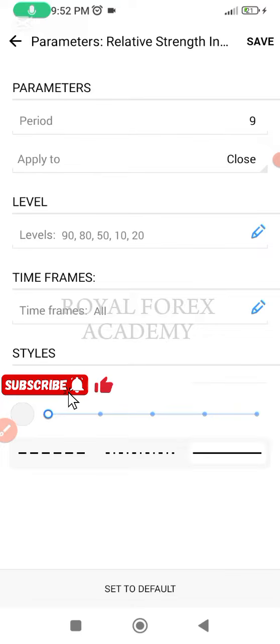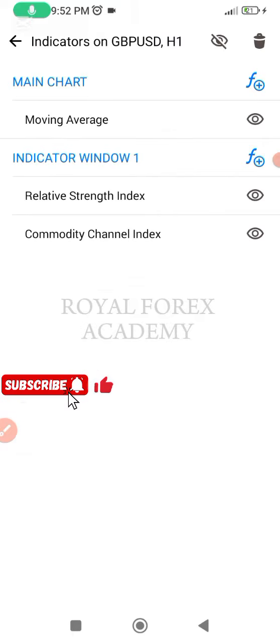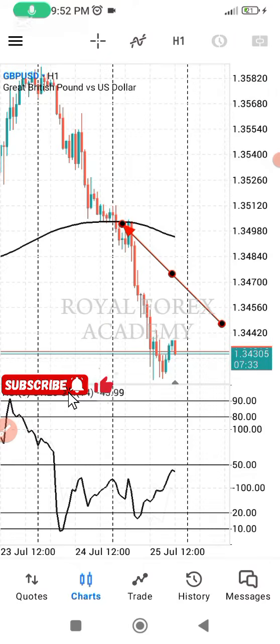Then have a relative strength index. You can see you do the setting, and our commodity channel index. So if you've done your setting correctly, your chart will be looking perfectly like mine.